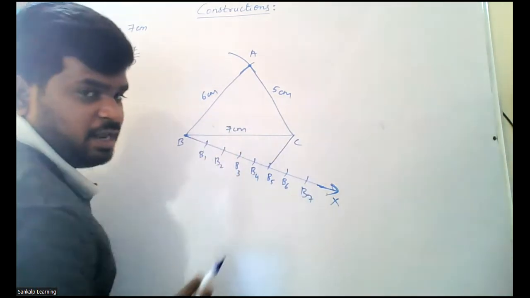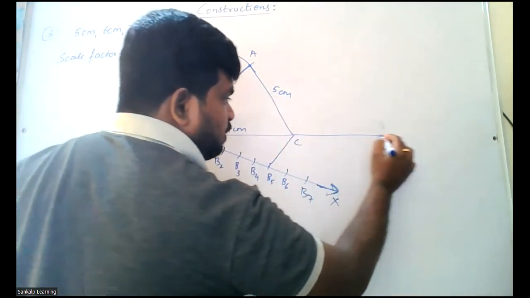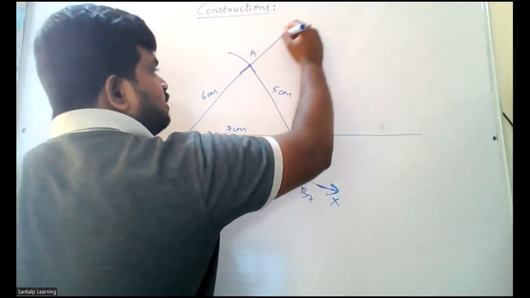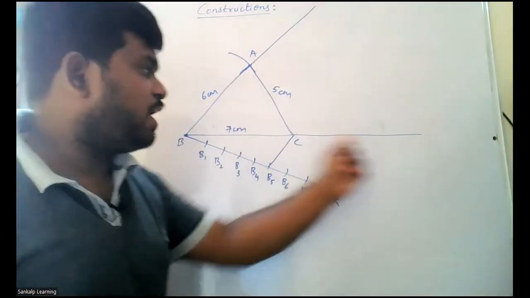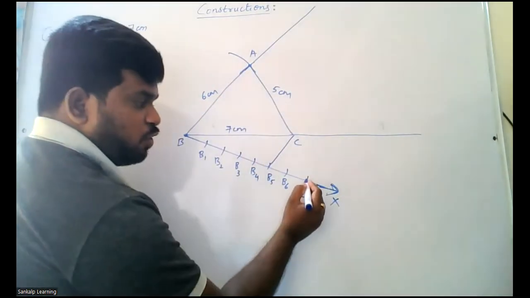To draw the parallel, we are going to make one small change. We are going to extend this BC, and we are going to extend this. That is the difference between the previous question and this one. You're going to extend this side and this side. That is all we are going to do. Here we have to draw a parallel.